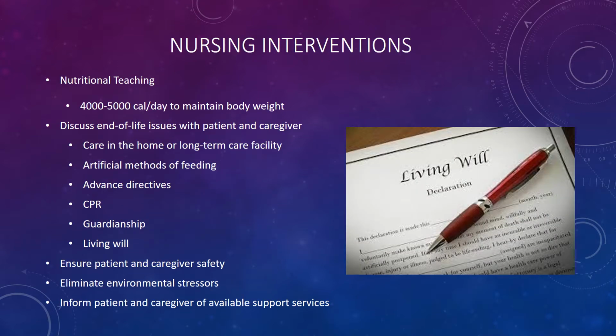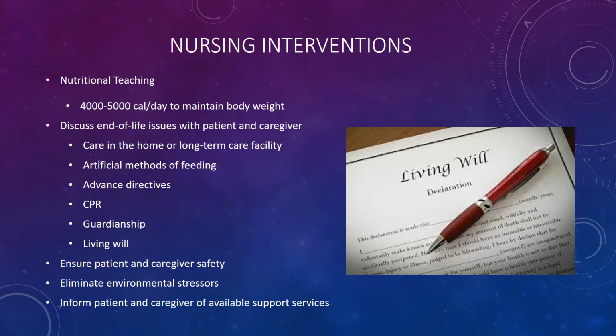Next up is nursing interventions. A patient with Huntington's disease and the caregiver will need some nutritional teaching. Most patients with Huntington's disease require 4,000 to 5,000 calories a day to maintain their body weight because of the choreic movements that increase caloric requirements. As the disease progresses, the patient may have difficulty swallowing and using utensils. The nurse or caregiver may need to assist with feeding and consider an alternative feeding method.